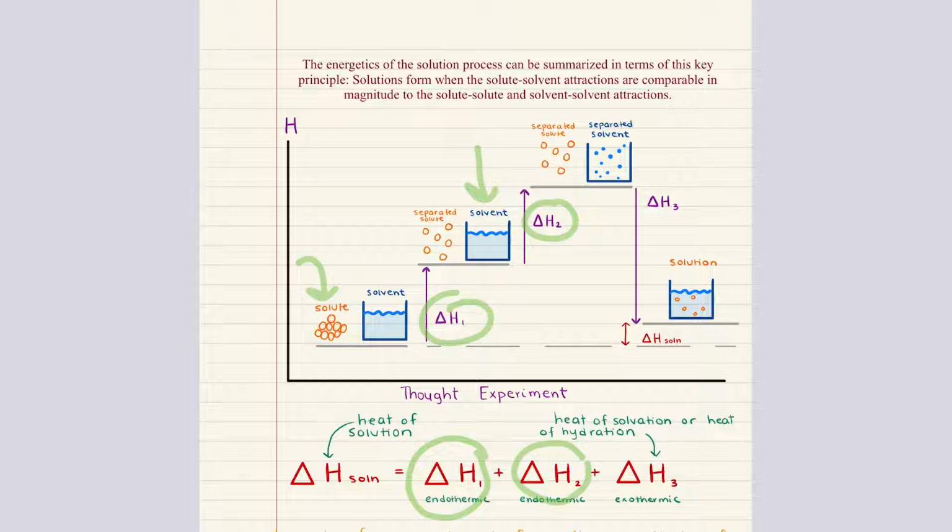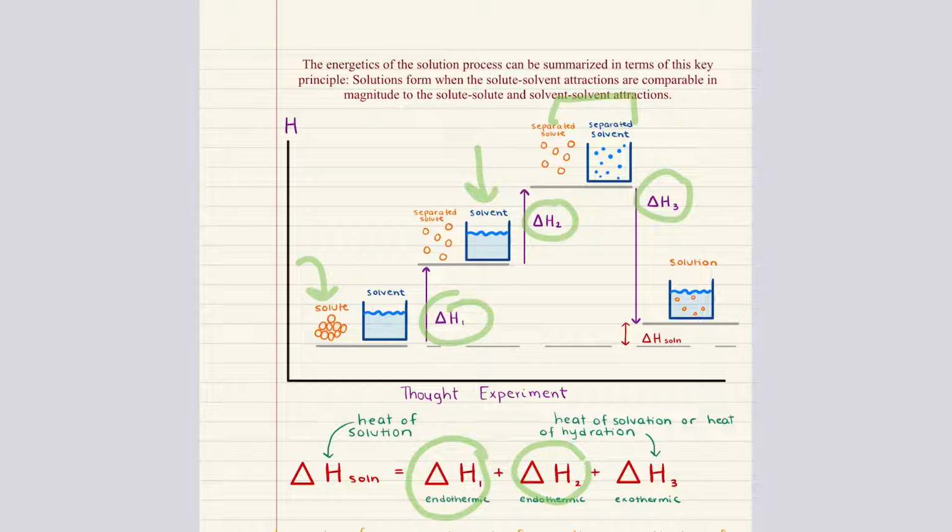So these first two steps, the energy required to break intermolecular bonds for our solute and the energy required to separate our solvent molecules, are both endothermic. They both absorb energy. The third and final step requires us to discuss the energy released when the solute and solvent mix. So when solute particles and solvent molecules come together, new intermolecular attractions form.